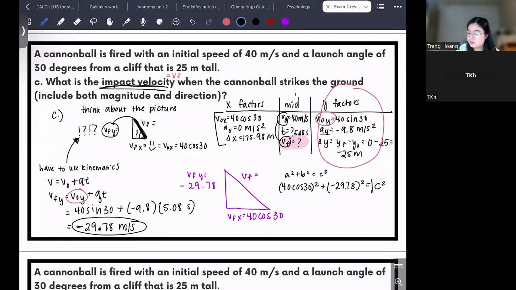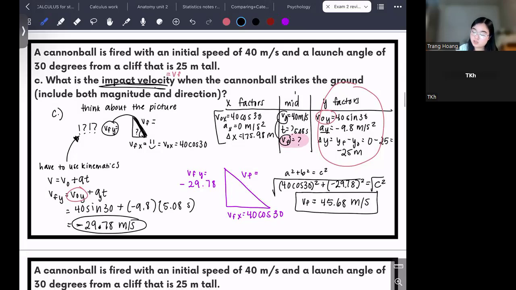And to get the answer, you're just going to square root all of this after you've already squared it, of course. And this is going to give you a final velocity of 45.68 meters per second. And as we said earlier, we can't stop here because we need both a magnitude.